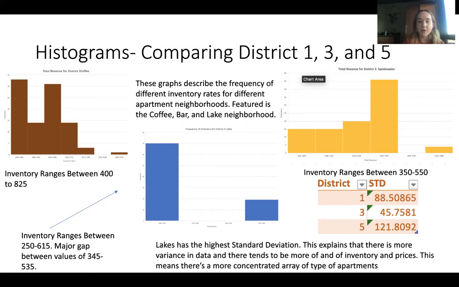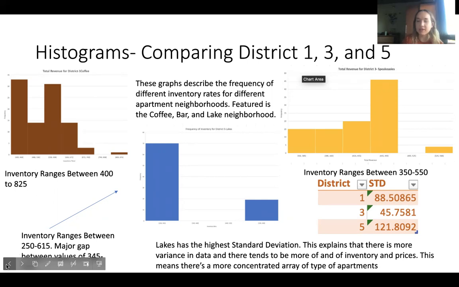And then below, we have the frequency of inventory for our district, District 5, where the inventory ranges from 250 to 615, and there's a major gap between values of 345 to 535. And then finally, total revenue for District 3, which is speakeasies, and this has a little bit more of a consistent frequency with a high point in the 400, 500 range, and the inventory ranges from 350 to 550.